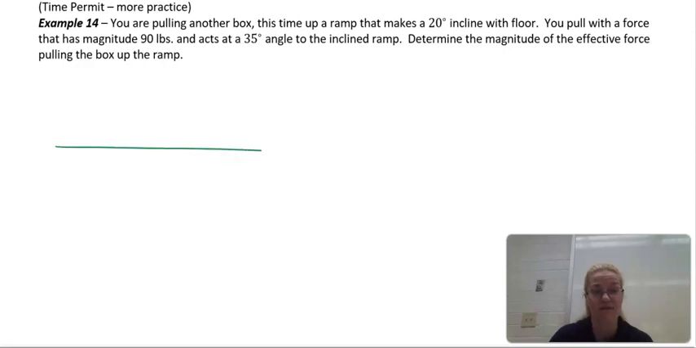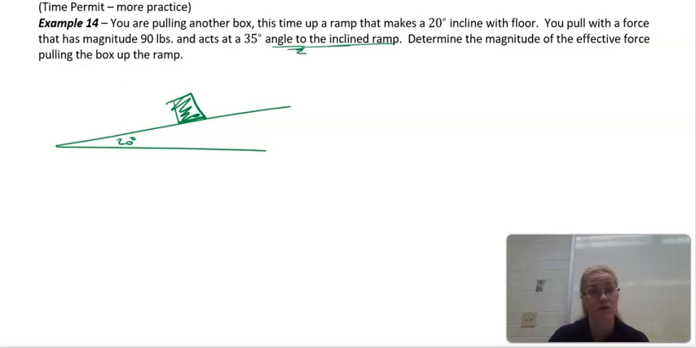So right away, the first thing I would do is draw a 20-degree incline. And you're pulling a box. All right, so here's my box. And you pull with a force that has magnitude 90 pounds and acts at a 35-degree angle to the inclined ramp. Now this is interesting. Not 35 degrees to the horizontal, 35 degrees to the inclined ramp.